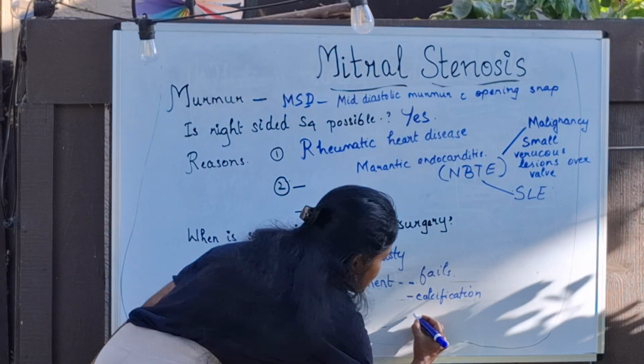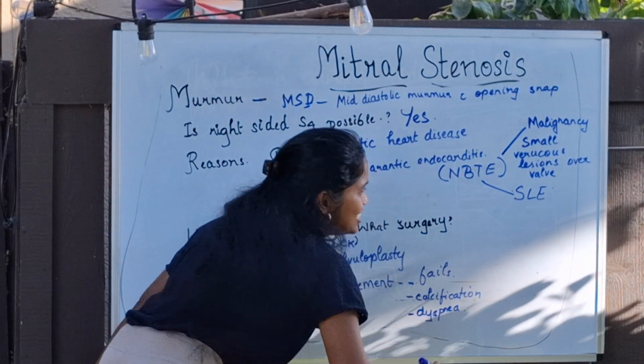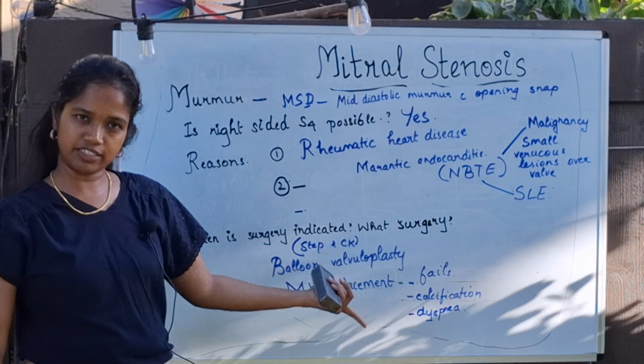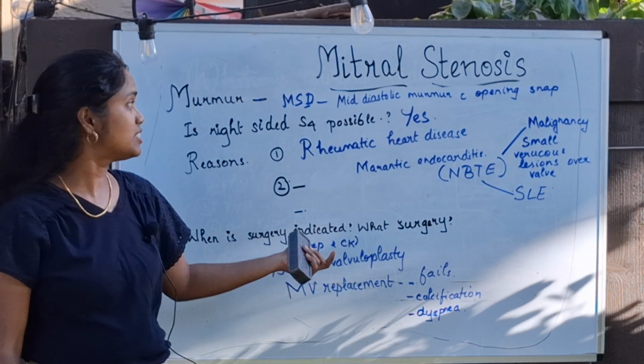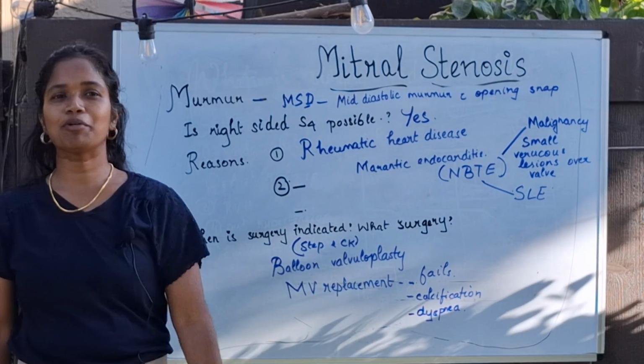The third one is dyspnea. If the patient suffers from dyspnea, that is, if the mitral stenosis is very severe, then also mitral valve replacement is done. So this is in short about mitral stenosis.